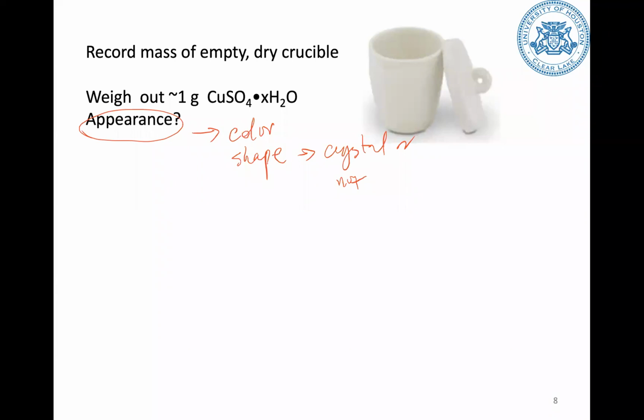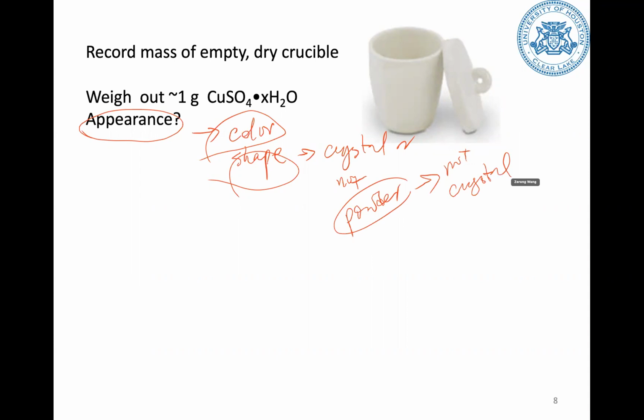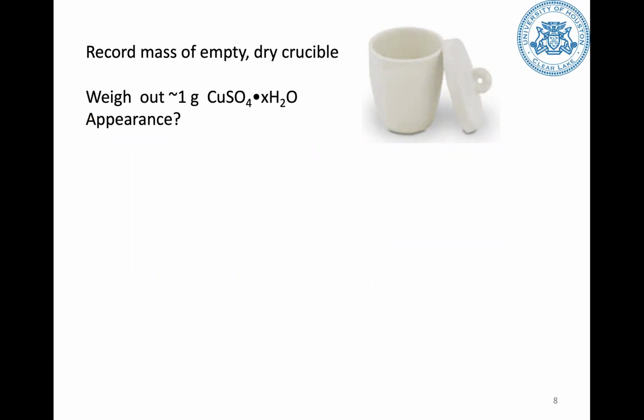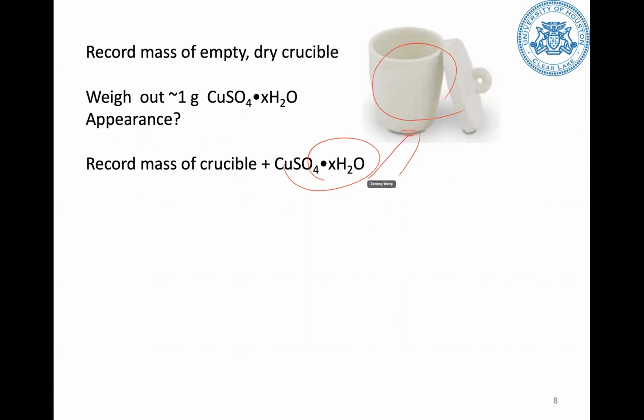You can record the color and record the shape and the size. Roughly, somehow we will call it powder. Some is crystal, powder is normally not a crystal. And then you record the mass of this one plus the amount you add. So you can weigh this first, then add this one and weigh again.